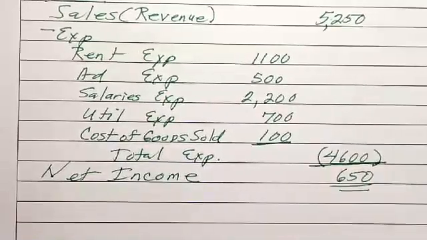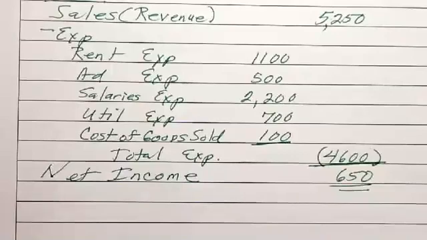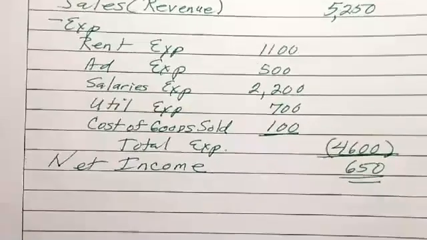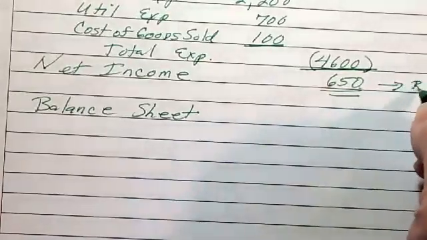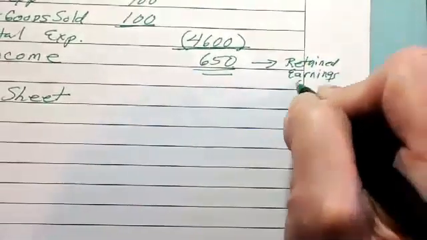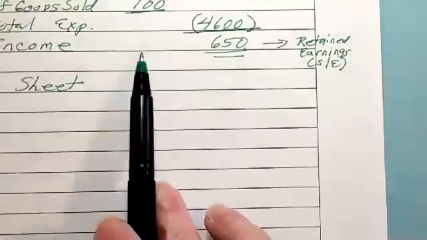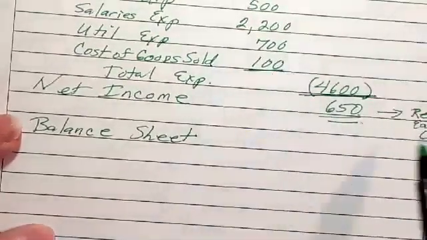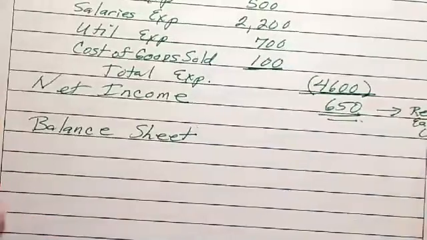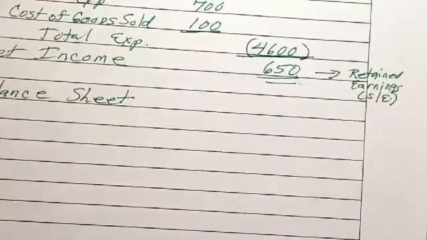So since this is our first year and we don't have a beginning retained earnings and we didn't pay any dividends, we can move straight to the balance sheet. Got to remember, this then goes into that retained earnings account, which is a stockholders' equity account. All right. So on the balance sheet, we've got this income on the income statement, but when we get to the balance sheet, that $650 shows up in retained earnings.